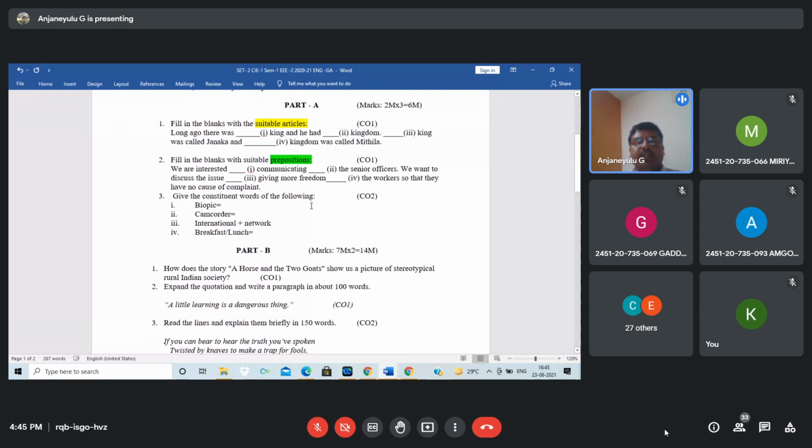We are interested dash communicating dash the senior officers. Tell me, guess. We are interested in, in or on? We are interested in communicating with the senior officers. We want to discuss the issue, giving more freedom to the workers so they have no cause of complaint.